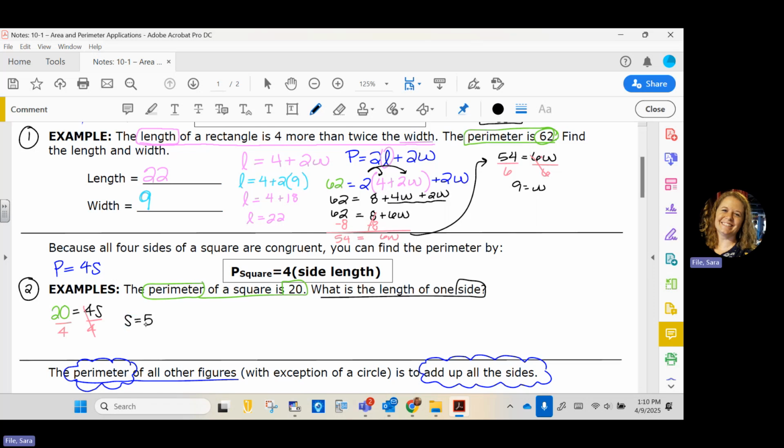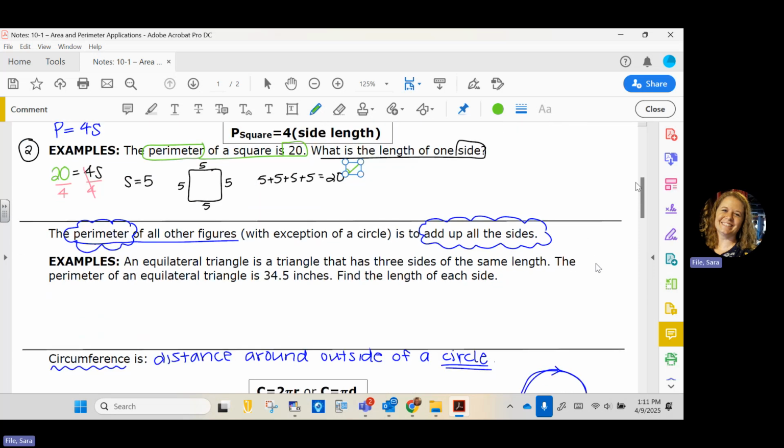Now, they didn't give us any units in these first 2 problems. So I don't know if that's inches or feet or meters or miles. I'm just going to leave it as 5. So the sides of the square are 5. And then you could check that. If I have a square and all the side lengths are 5, do all of those added together equal 20? And the answer is yes. You add all the sides, you get 20. So far, so good?